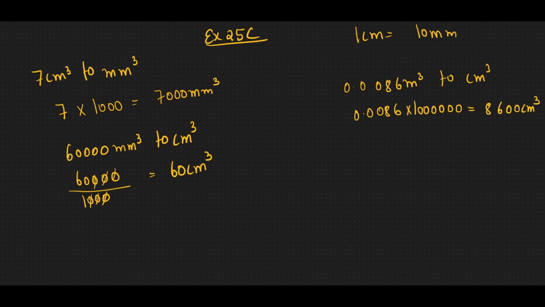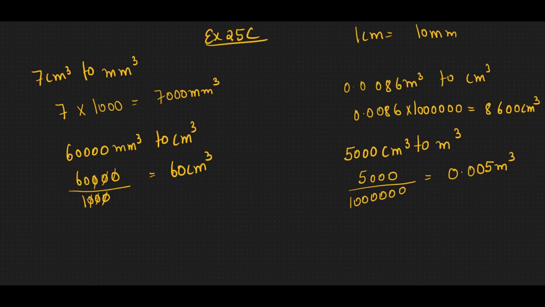Okay, last one you have is 5000 centimeter cube to meter cube. To convert centimeter cube into meter cube, you will divide this with 1 lakh. Okay, and after dividing, you will get 0.005 meter cube. This will be your answer.